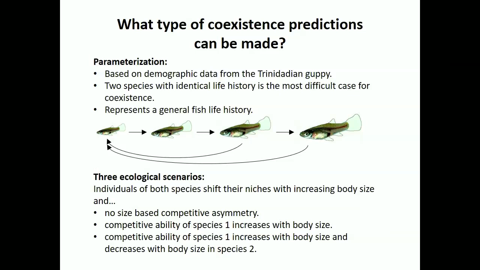And I'll present to you just really quickly three different ecological scenarios. The first is where individuals of both species shift their niches with increasing body size, and there are no size-based competitive asymmetries. The second is the same, except that now the competitive ability of one species increases with body size and the other doesn't. And the final one is what's predicted to happen when the competitive ability of one species increases with body size and the competitive ability of the other species decreases with body size. And this final one is the scenario that's most often pointed to when, in discrete models, you were able to get coexistence.